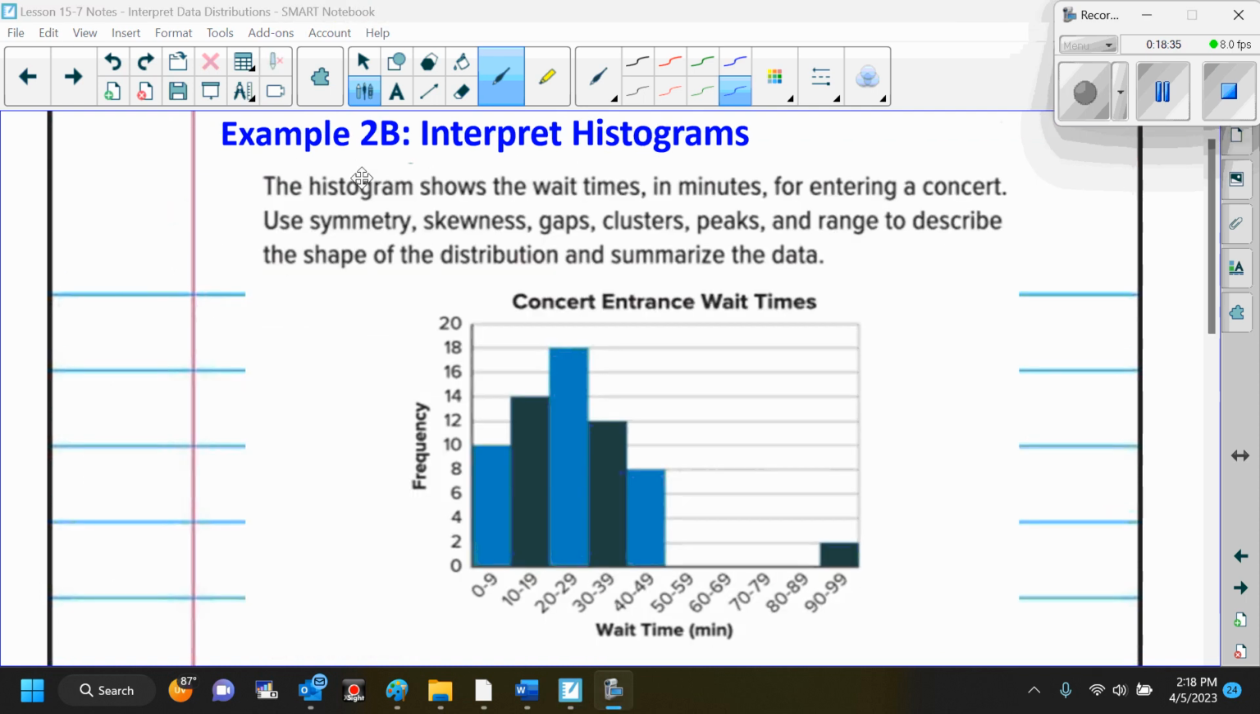So here's example 2B. It says the histogram shows the wait times in minutes for entering a concert. Use symmetry, skewness, gaps, clusters, peaks, and range to describe the shape of the distribution and summarize the data. So again, I want you to pause the video, do this one on your own, and then you can scroll down and you can press play, and then you'll see what I wrote. Okay?